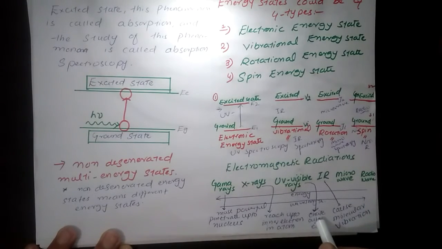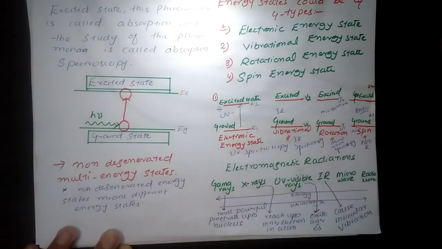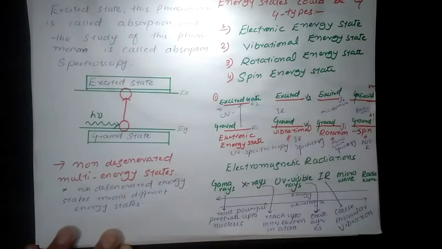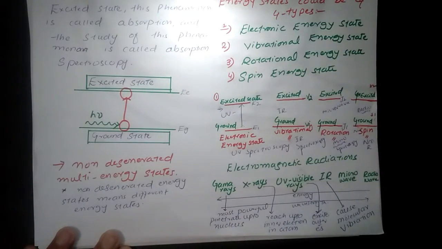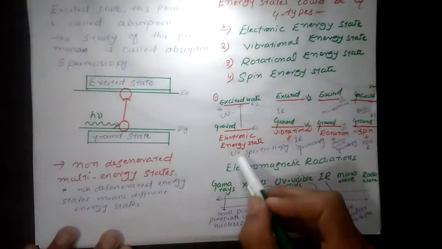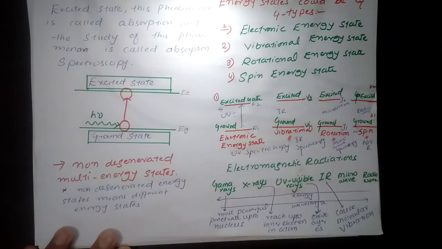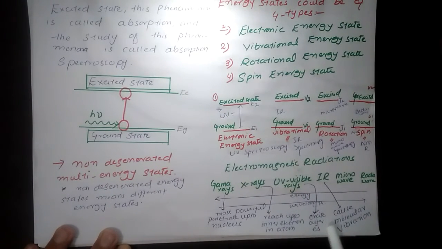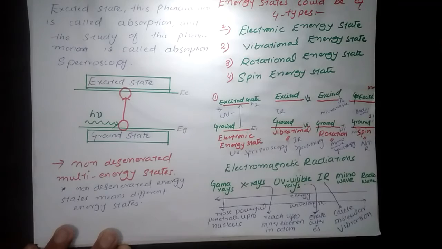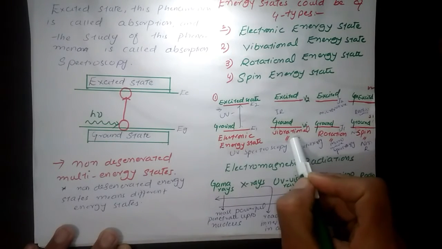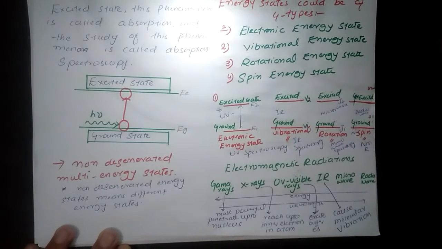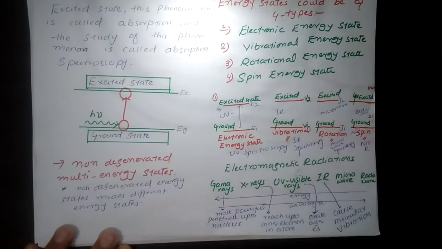So UV-visible radiation is used in order to excite electrons from the ground state to the excited state, and we study this whole process in UV spectroscopy, right? Okay, then there is IR radiation. IR radiation could cause molecular vibration. So here we have the vibrational energy state, and IR could be used here, right? So we study this whole process in IR spectroscopy.